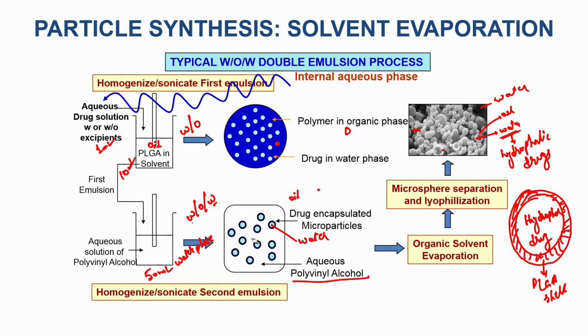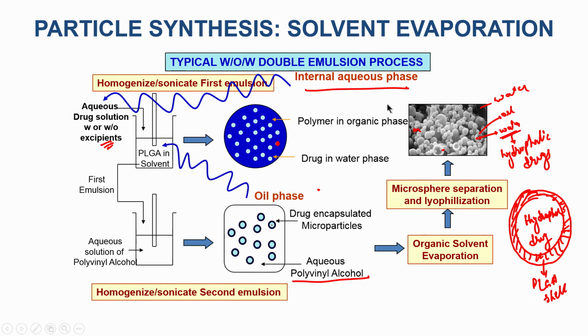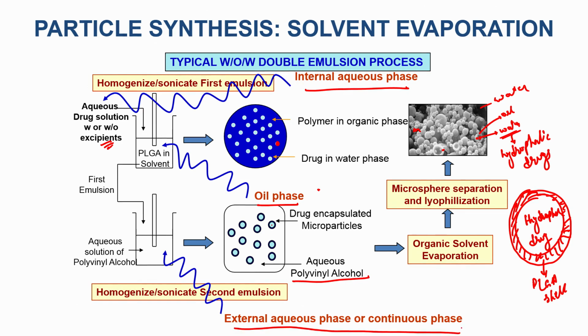So, just some more terminologies. The internal aqueous phase is what is called the one that you had added initially. Whatever was here is called the internal aqueous phase, right. Whatever is here is called the oil phase. There is only one oil phase in this case, and whatever was in the final larger water volume is called the external aqueous phase or the continuous phase.